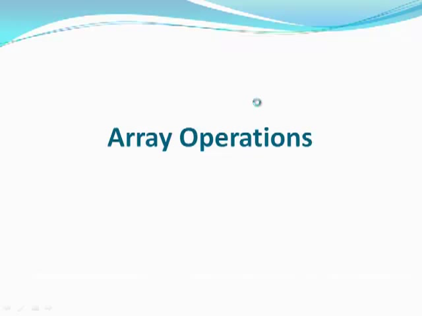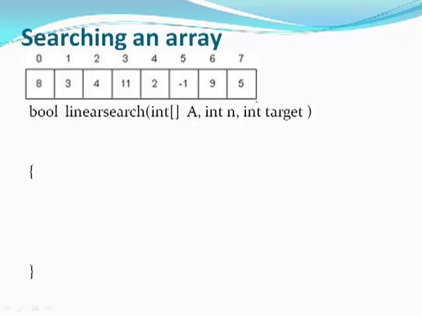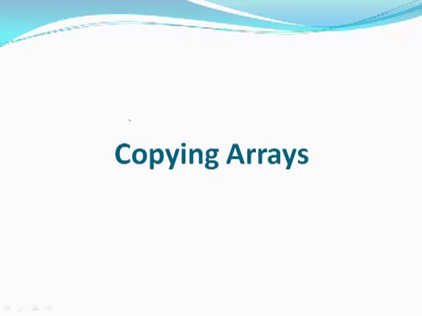Array operations. We can search an array using what's called a linear search. Linear search starts with the 0th element. You have a target that you're looking for. You're going to be looking at 0, then at 1, then at 2, until you find or do not find this thing. We'll talk more about this linear search in the lecture next week. So search is one of the simple operations on an array. We can also copy arrays. That's very important.